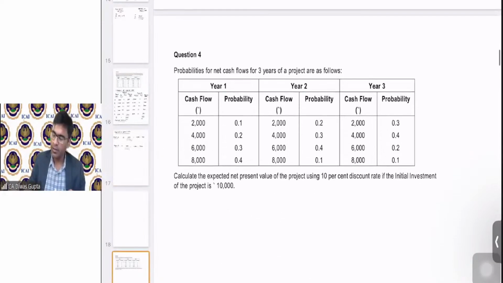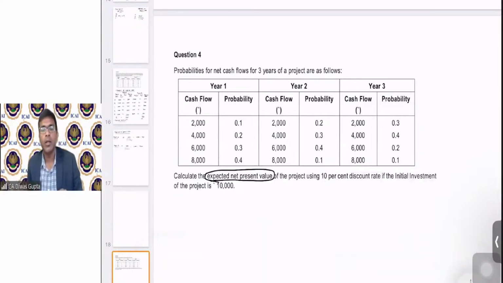Now let us go to question number 4. Now this is a multiple period question. Okay. Year 1, year 2, and year 3. This will really help us to understand the expected net present value formula. Now the probabilities for net cash flows for 3 years of a project are as follows. Year 1, year 2, year 3. They have given the cash flows and the probabilities. Calculate the expected net present value of the project using 10% discount rate if the initial investment is 10,000.